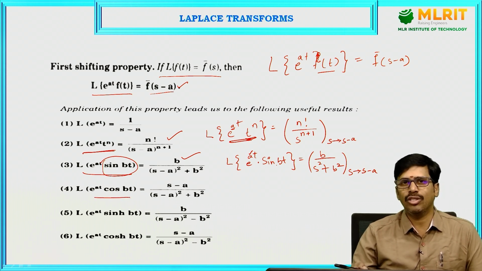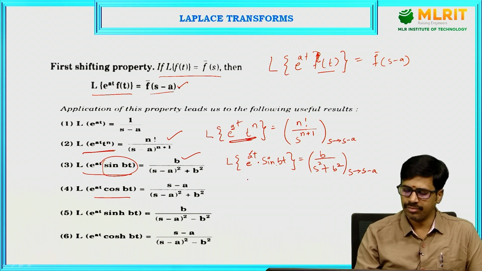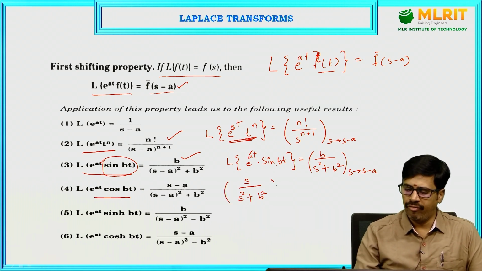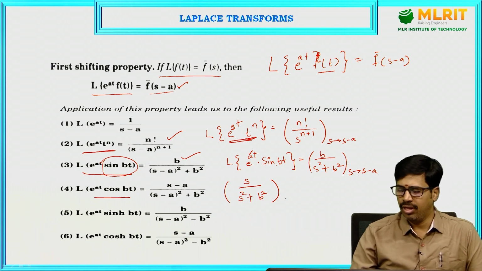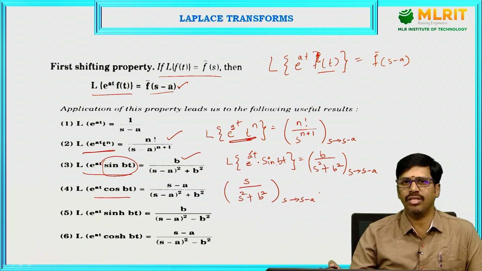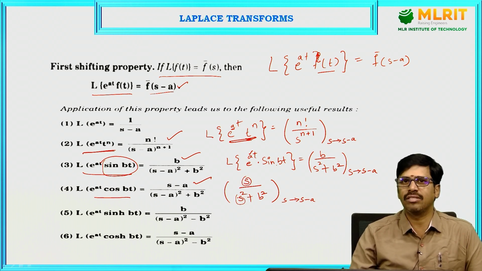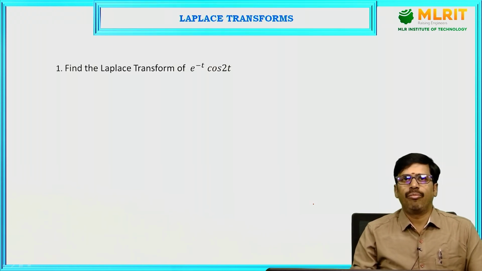Similarly, Laplace of e^(at) into cos bt. First find the Laplace of cos bt, that is s by s square plus b square, isn't it? After finding Laplace of cos bt, when we apply the first shifting theorem, s tends to s minus a, just replace s with s minus a. So we get (s minus a) by (s minus a) whole square plus b square. Wherever s is there, in place of s, replace with s minus a. Now let us see problems on it.